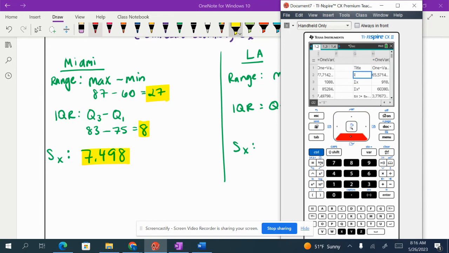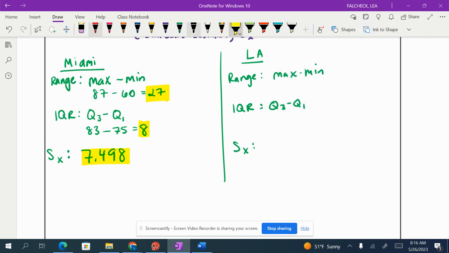Awesome. So this is for LA. We don't need the mean. We do need the standard deviation. It is 3.77767. So let's do 3.78. All right, 3.78. That's our standard deviation for LA.